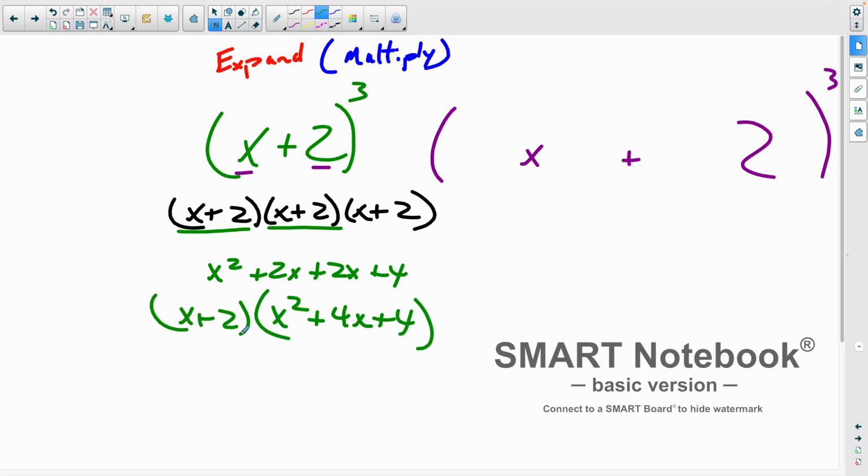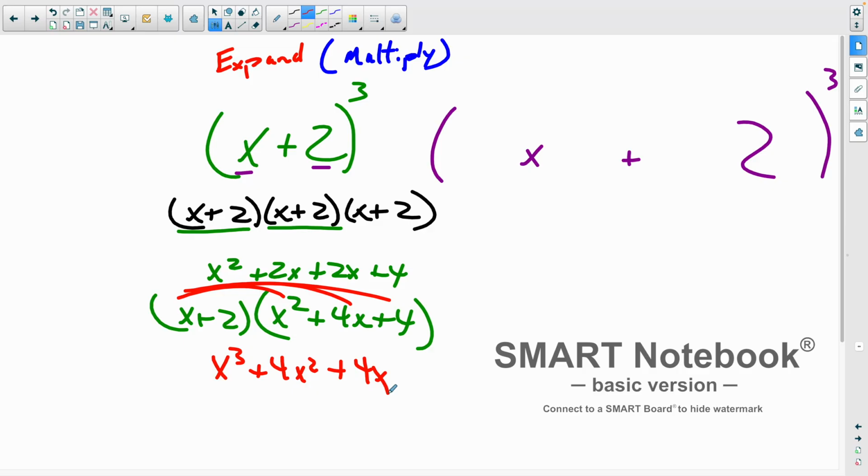However, I still have one more x plus 2. So I've put 2 of them together, and I've got one more I need to multiply. I'm going to take the x and distribute it. By the way, if you want to do the box method on this, you still can. It's just a bigger box, more of a rectangle, I guess you should say. X times x squared is x cubed. X times 4x is 4x squared. X times 4 is 4x.